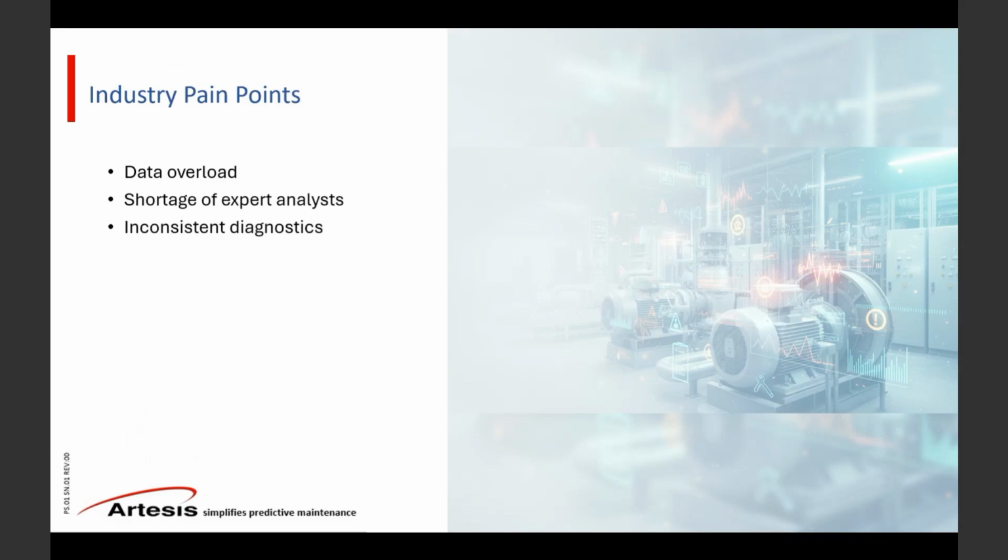And then the fourth one is cost pressure. Everyone is being asked to do more with less: more assets, more locations, and more variability, but fewer resources, fewer specialists, and less time to investigate. So that pressure doesn't just affect budgets, it affects behavior. Teams either become overly conservative and chase every alarm, or they become numb and start ignoring warnings.